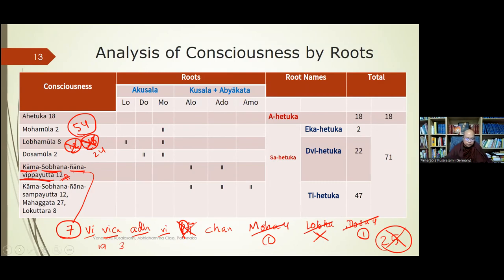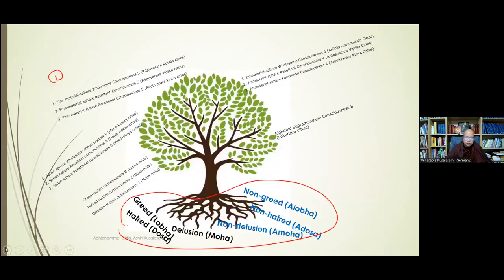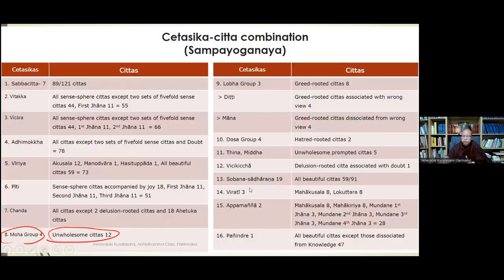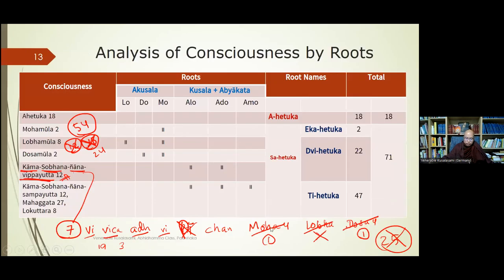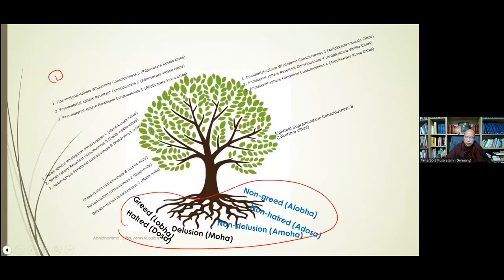I'm going to show a little bit here. This one, with 3 virati, 8 mahakusala and lokuttara 8. So 8 mahakusala, that's why partially we have to take it out. And 3 virati and 2 appamanna also here, because the 2 appamanna are here.